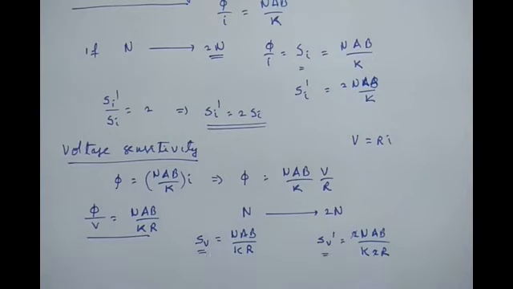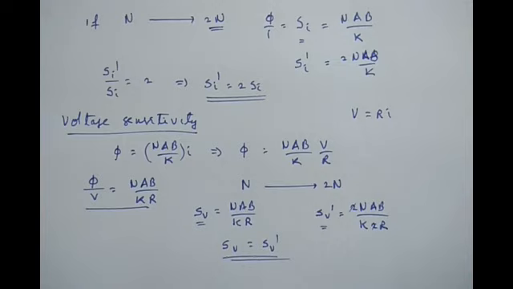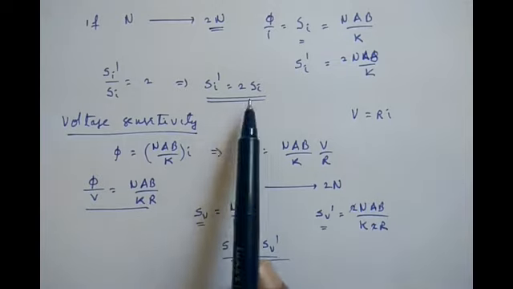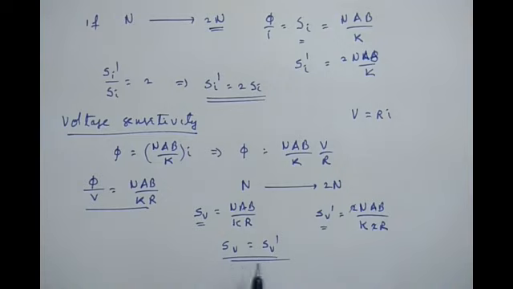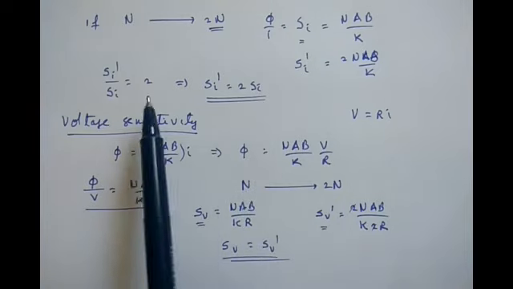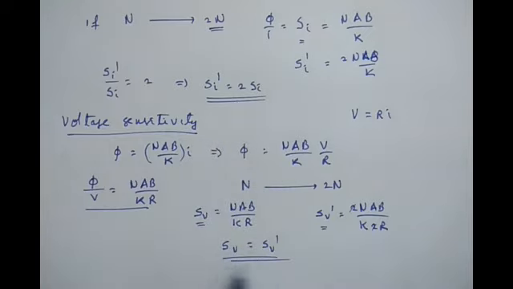So even though you double the number of turns, from these two you can write down SV equals SV prime. So it means if you double the number of turns, you can increase the current sensitivity, but there is no change in voltage sensitivity. So when you double the number of turns, current sensitivity also doubles, and there is no change in voltage sensitivity.